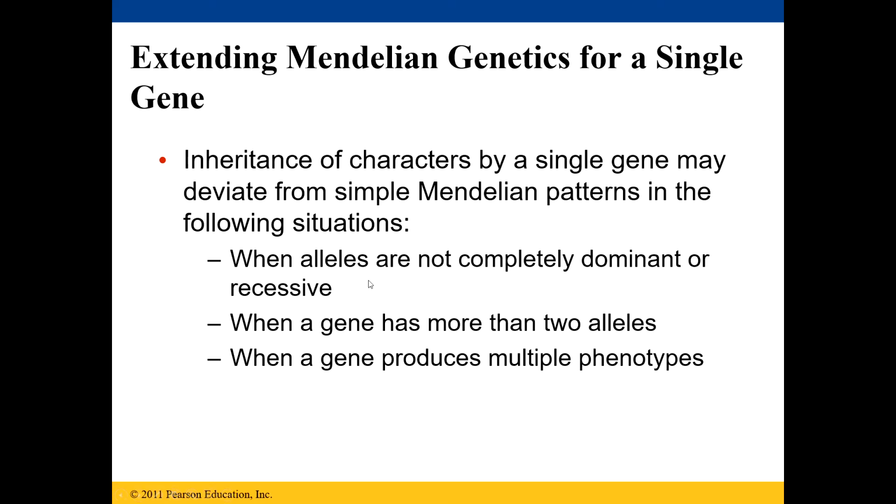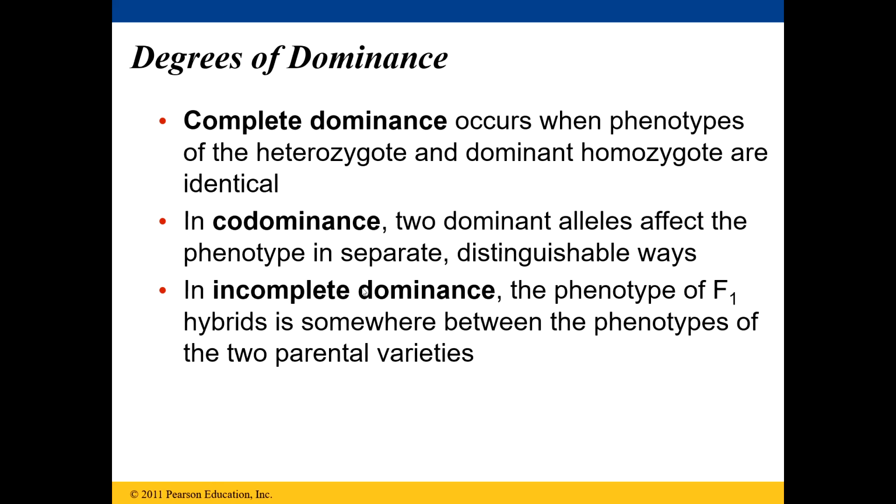Here are three listed here. First of all, when alleles are not completely dominant or recessive. So instead of one being dominant over the other, when they both show up, they end up blending. Second, when a gene has more than two alleles, instead of just one dominant and one recessive, you might have two dominants and one recessive, or something along that line. And third, when a gene produces multiple phenotypes. So one gene can influence many phenotypes. Remember, phenotype refers to the physical appearance.